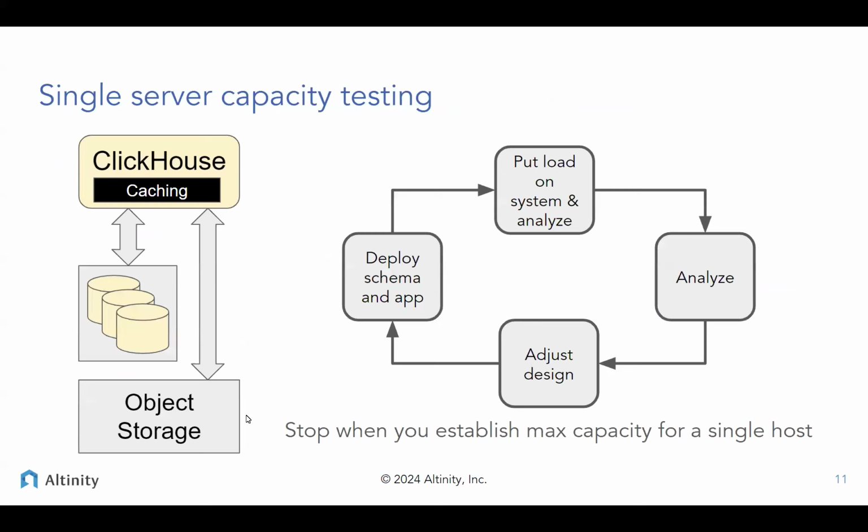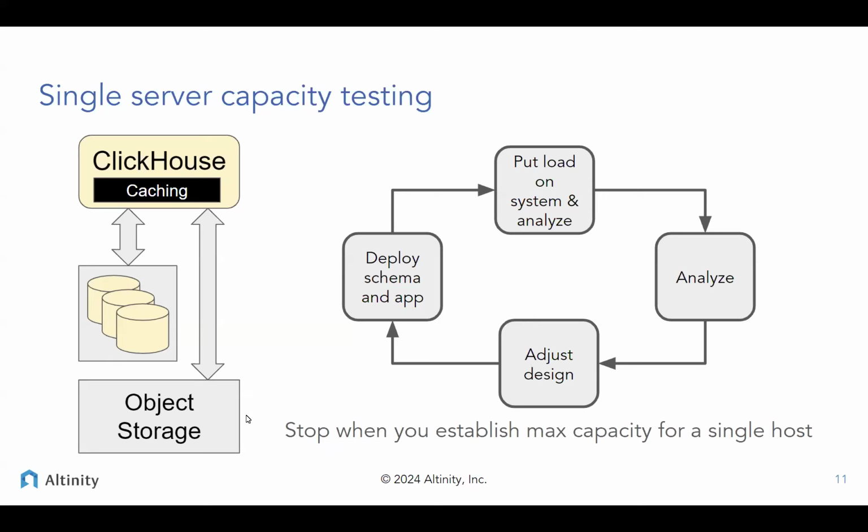So here's the capacity testing loop that we recommend. What you're going to do is deploy an initial schema and perhaps an application. You're going to put load on the system. So you're going to ingest data, you're going to query data, ideally at once. Ideally real data, so not test data, but data that is truly representative of what you're going to be processing in this system. This is very important to get right. And that includes ingest rates, amount of data, and so on and so forth.